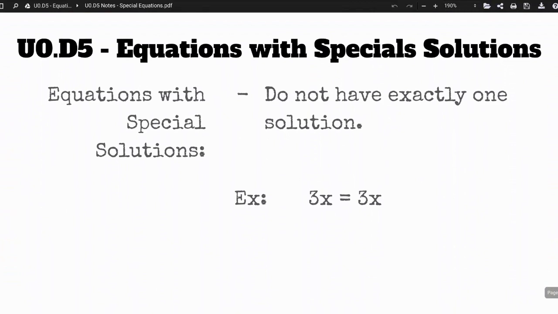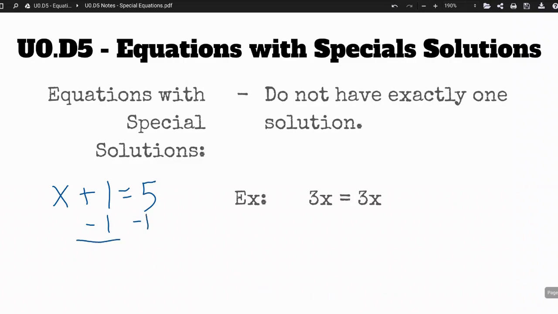All right, so equations with special solutions, what are they? As I mentioned in the intro, they are equations that do not have exactly one solution. Most of our equations that we've worked with already this year always have one solution. Here's just a basic example. x plus 1 equals 5.